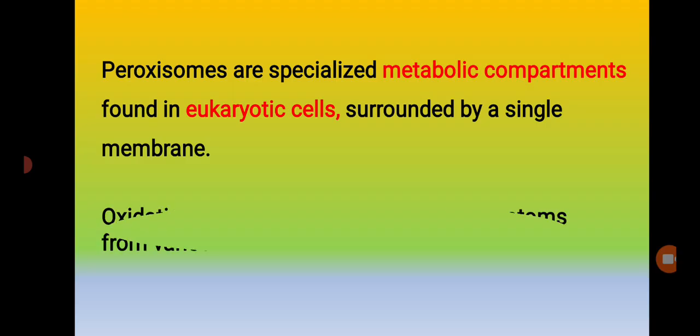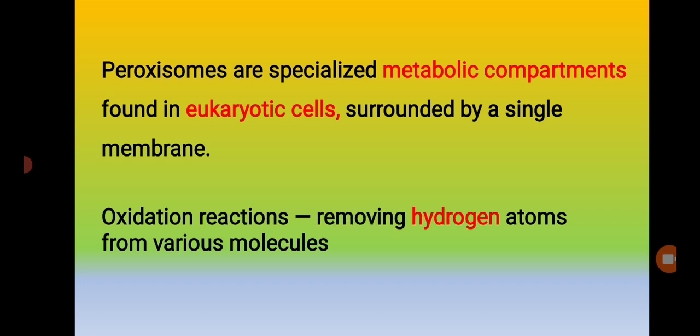and they mainly carry out oxidation reactions. What is that? It is removing hydrogen atoms from various molecules. So they play a very important role in the oxidation reactions, that is removing hydrogen atoms from various molecules and transferring them to oxygen, forming what? Hydrogen peroxide as a byproduct.